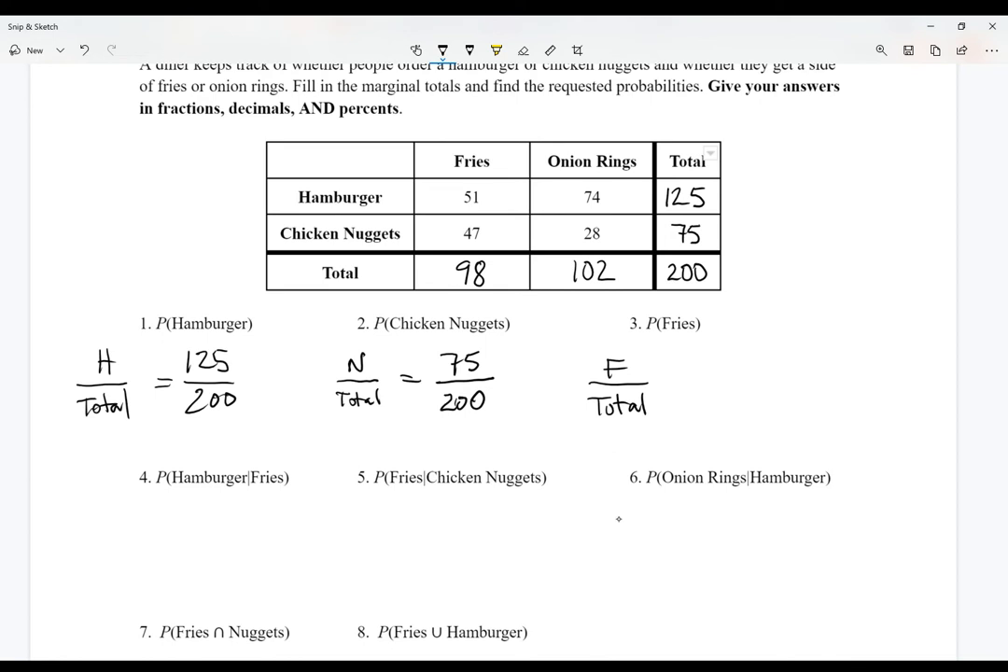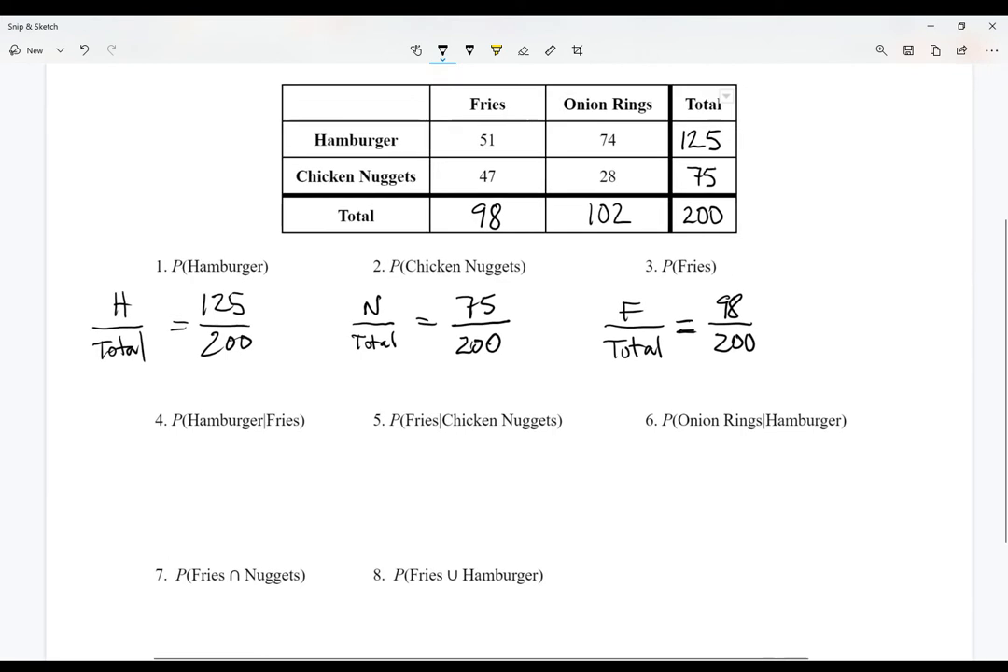None of these are conditional probabilities. These are just straight up probabilities taken from the two-way table. So the total number of fries would be 98. And again, that's over 200. And as I'd mentioned before, you would go on and calculate the decimal and percentage. Just like for this one, you would take 98, divide by 200, and that would give you the decimal, which you would round to the appropriate number of digits according to whatever is specified, and then calculate the percentage by moving the decimal place 2 places over.